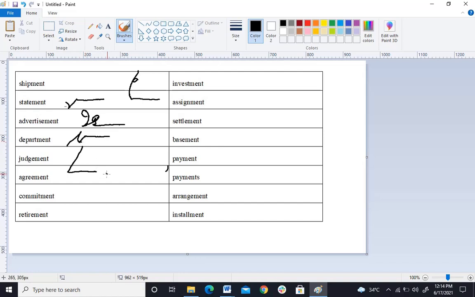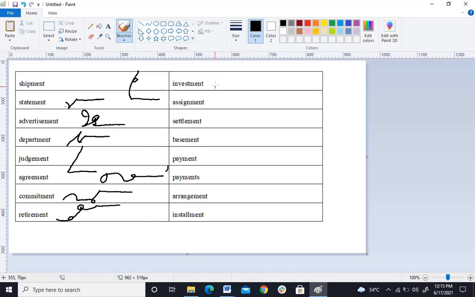Next, we have agreement. So, agree. Agree is A-G-R-E. And then we have ment. Next, commitment. So, we have commit. We said this is com, and then meet. Commit, and then ment. Next, retirement. So, we have retire, then ment.